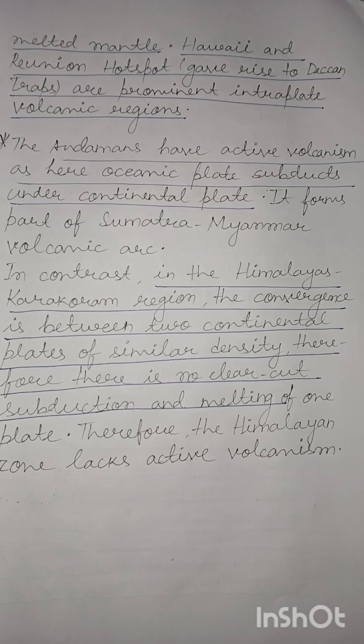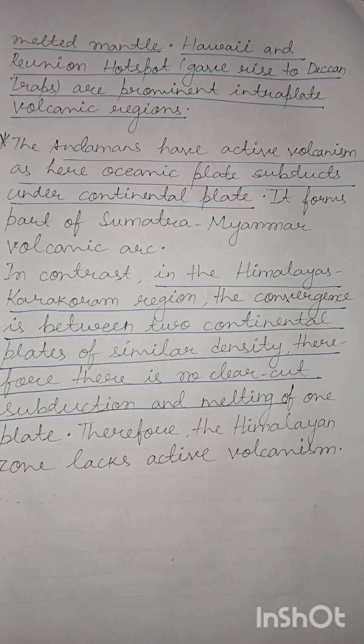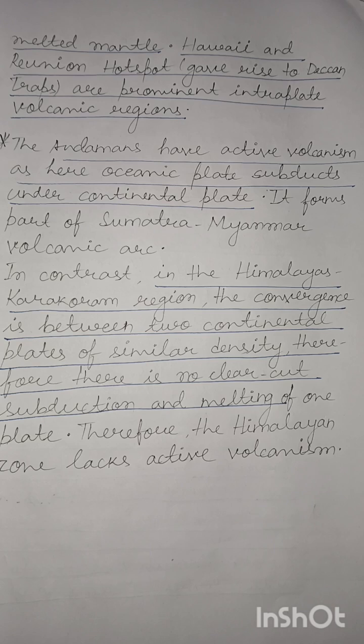We would repeat it for your better understanding that in the Andaman Nicobar region, the oceanic crust goes under the continental crust. That is, the oceanic Indo-Australian plate goes under the continental Eurasian plate. As there is quite some difference in density between these plates, the denser plate goes under. But that's not the case in the Himalayan zone, where both the converging plates are continental plates. That is, they have similar density.